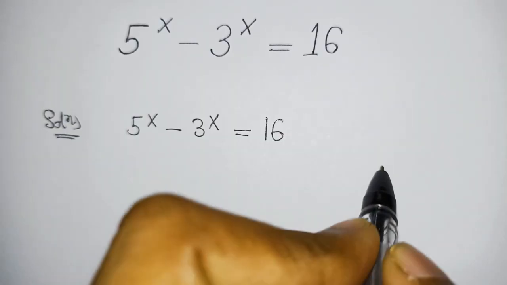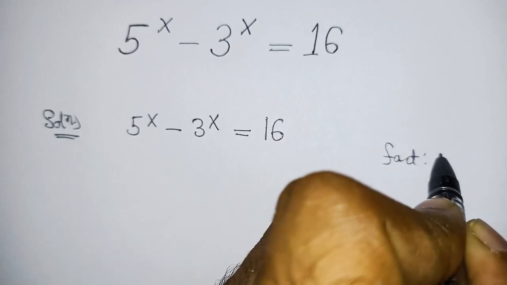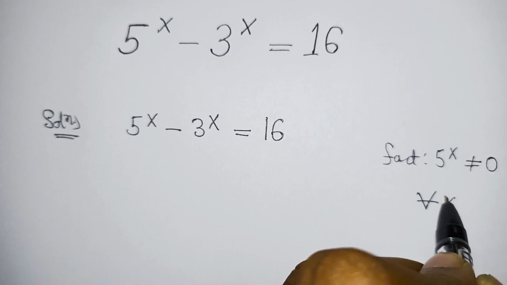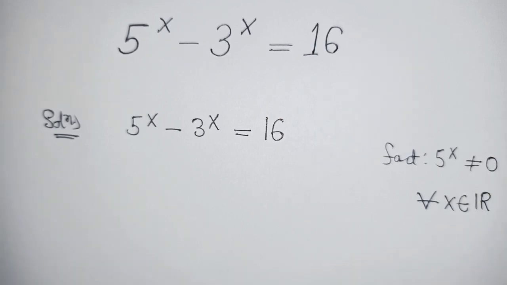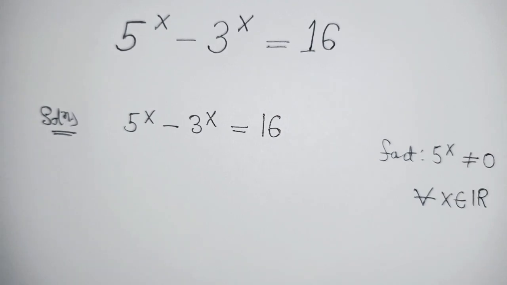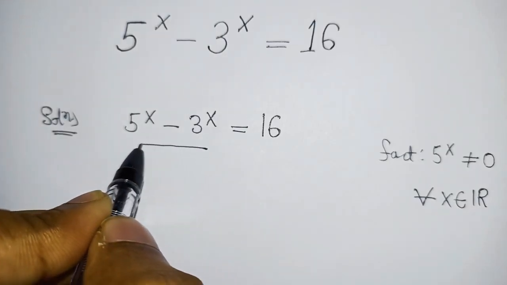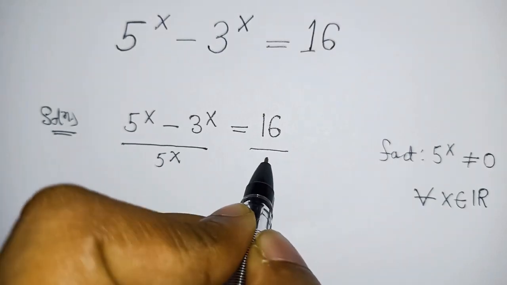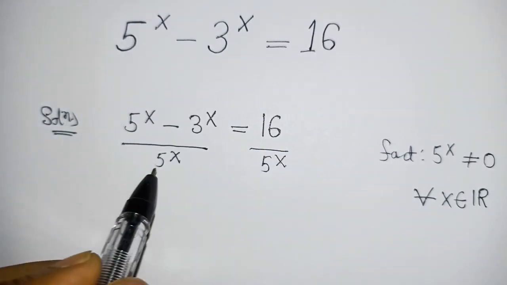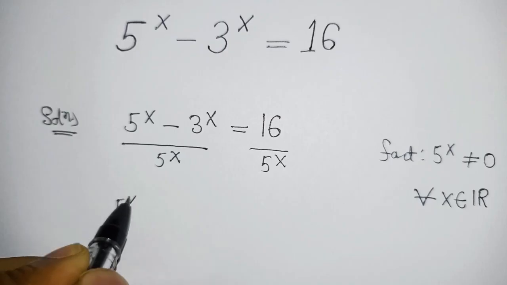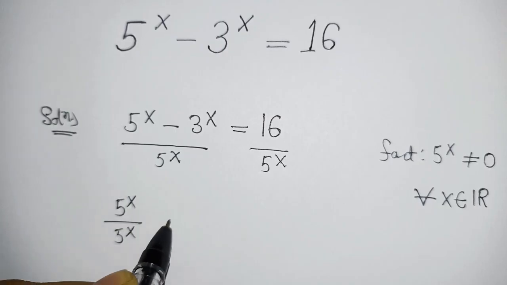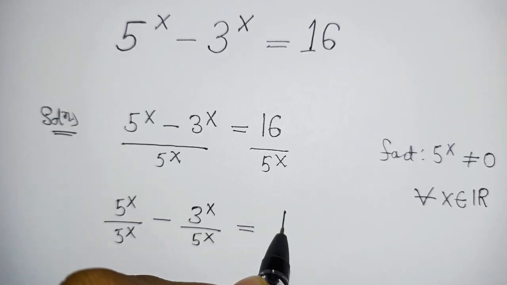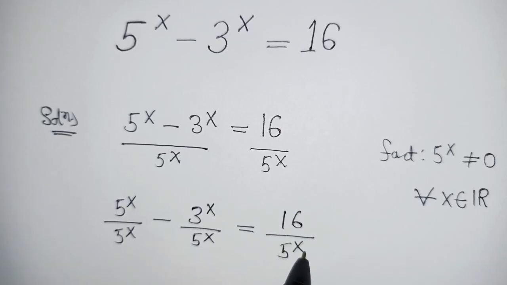And the fact is, we know that 5^x is not equal to 0 for all values of x belonging to the real line R, or you can say real numbers R. That means we can divide both sides by 5^x, correct? Now separating the terms, we have 5^x divided by 5^x minus 3^x divided by 5^x is equal to 16 upon 5^x.